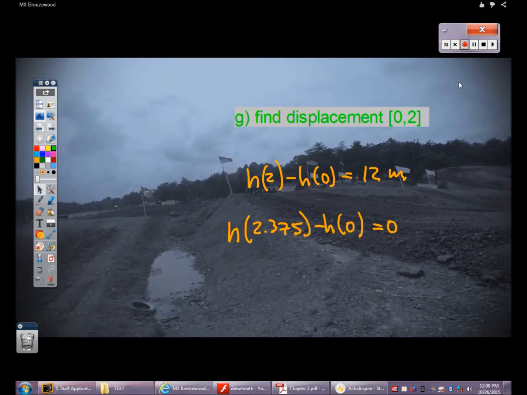If I wanted to calculate my height change during the entire time I was in the air, from takeoff to landing, it took me 2.375 seconds to jump, takeoff to landing. So what is my displacement? 0, because I started on level ground and I ended on level ground.